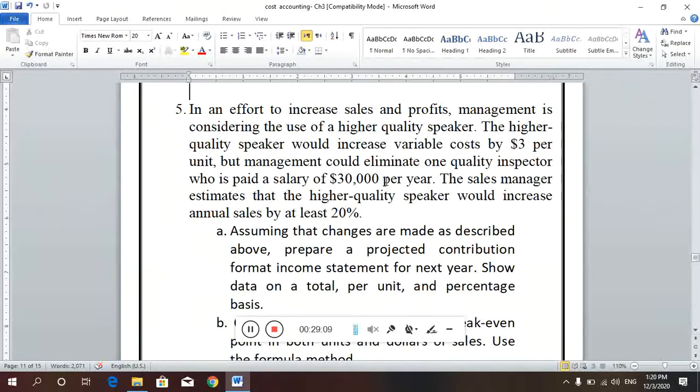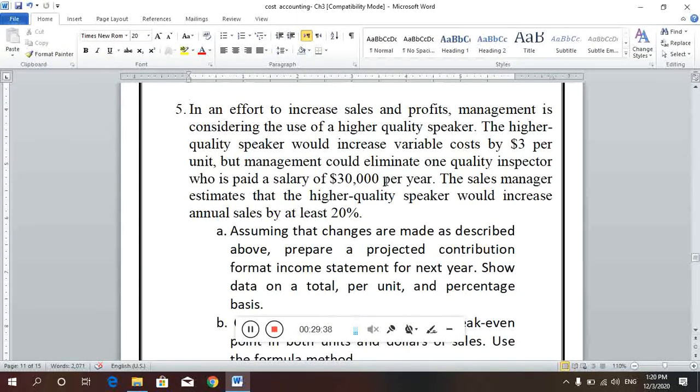So the variable costs per unit were $45 per unit, as we said in our example. Here it will increase by $3. So the new variable costs per unit after using the higher quality speaker will be $48 per unit. Okay, and let's continue.